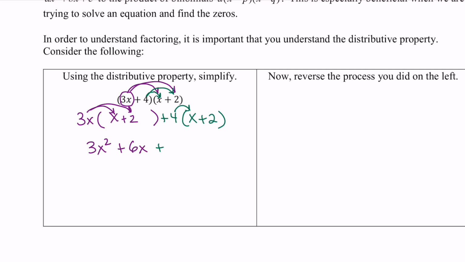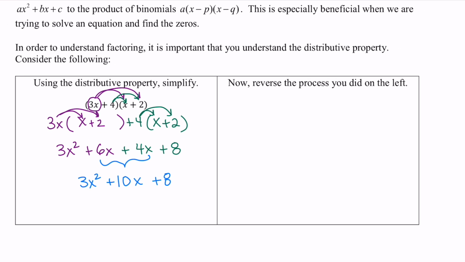4 times x is 4x. 4 times 2 is 8. Now we're going to combine the like terms. The middle two terms, 6x plus 4x, give us 10x, plus 8. Now, this is how we multiply binomials. Now, we're going to reverse this process. They're going to give you something like 3x squared plus 10x plus 8, and you need to be able to go back to the original.